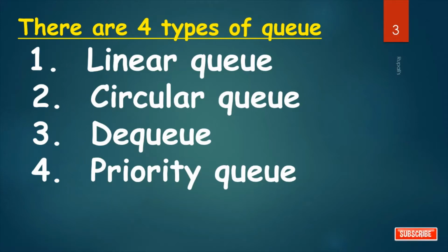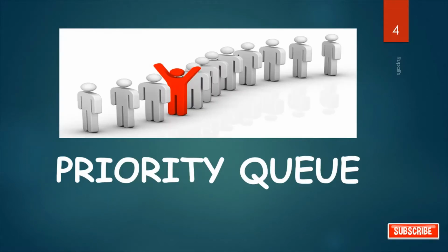We already learned what is linear queue, what is the definition of this queue, and the related functions, coding, etc. Same for circular queue and dequeue. So these video links are given in the description. Today we will learn the fourth one, that is priority queue. So today our topic is priority queue.